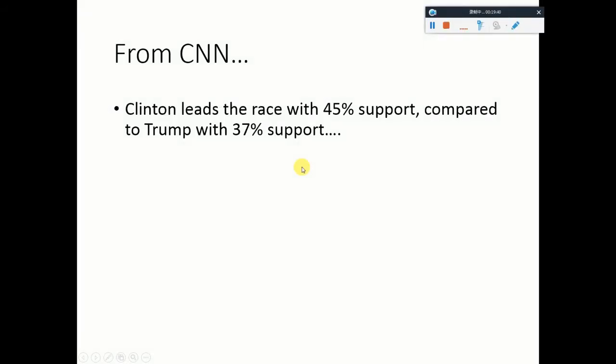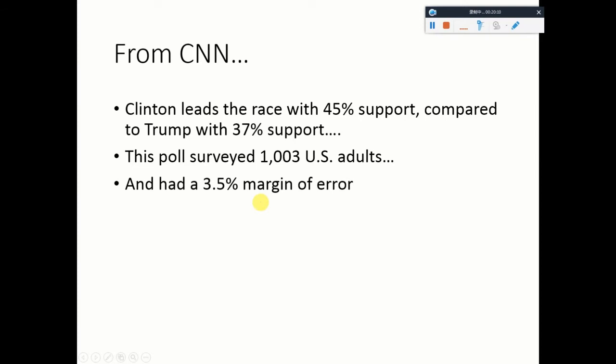And from the lead article of CNN, it says Hillary Clinton now leads the presidential race with 45% support from a national sample, whereas Trump had about 37% of support. And this article further said this poll surveyed 1,003 U.S. adults and had a margin of error that amounts to 3.5%.